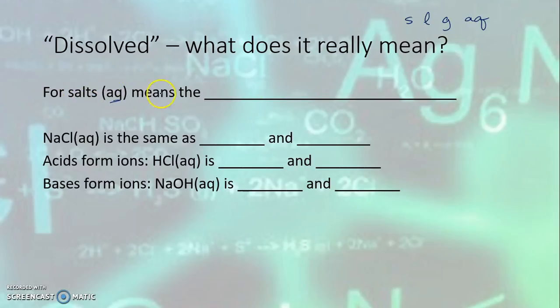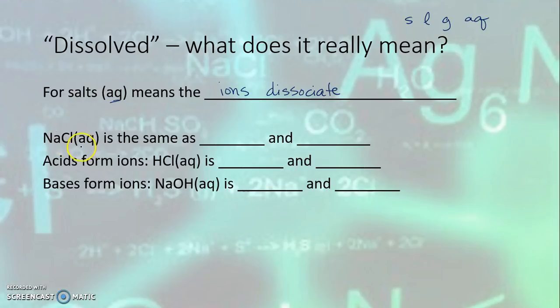All right, for salts, AQ means that it is dissolved in water. The ions dissociate. What in the world does it mean to dissociate? Well, if you dissociate yourself from someone, you are taking yourself away from that person. You are no longer associated with them. You're no longer said to be a part of that group or with that person. So if ions are going to dissociate, they're going to actually break apart.